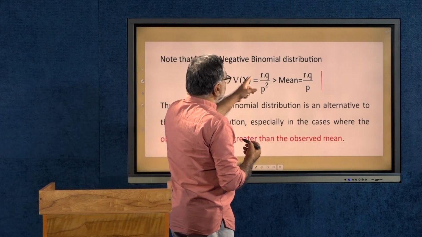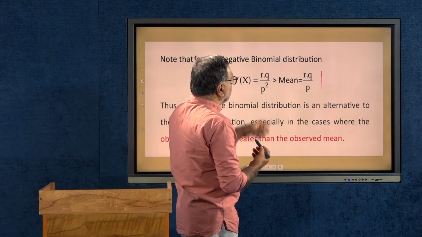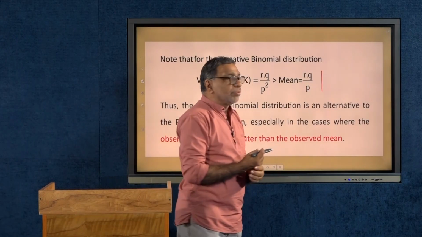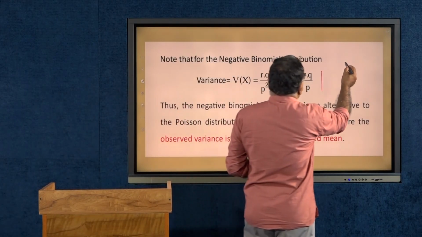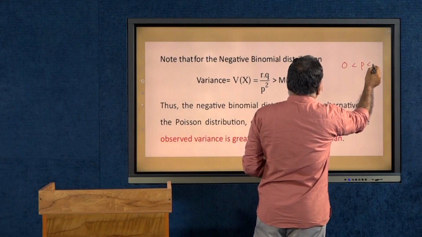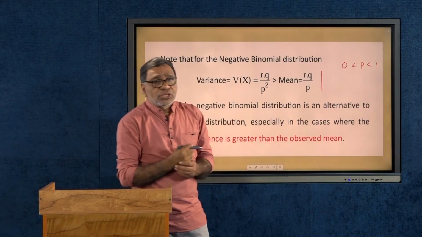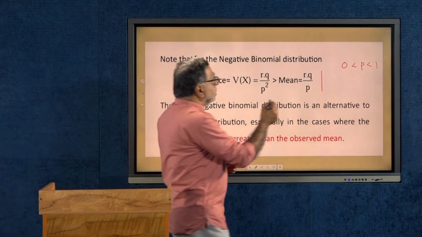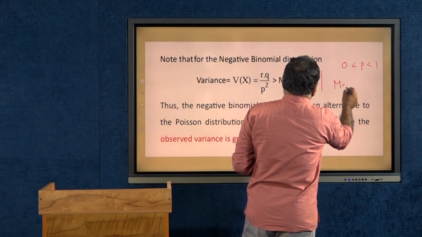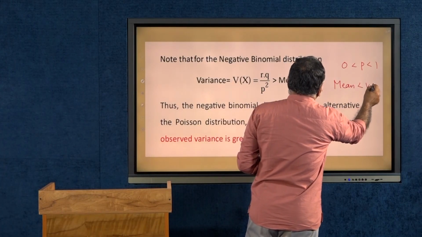Since the variance is obtained as r q divided by p square and the mean is equal to r q divided by p, and since p is a value between 0 and 1, the mean is less than the variance.